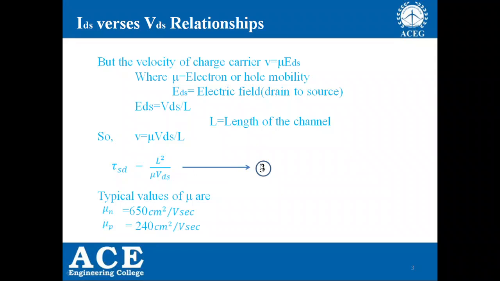Here, if you are calculating the electron mobility for NMOS transistor, obviously the charge carriers will be electrons and the mobility of electrons will be mu n, which is 650 centimeter square per volt second. And if you are calculating this transit time for PMOS transistor, obviously the charge carriers will be holes and the mobility of holes will be 240 centimeter square per volt second.